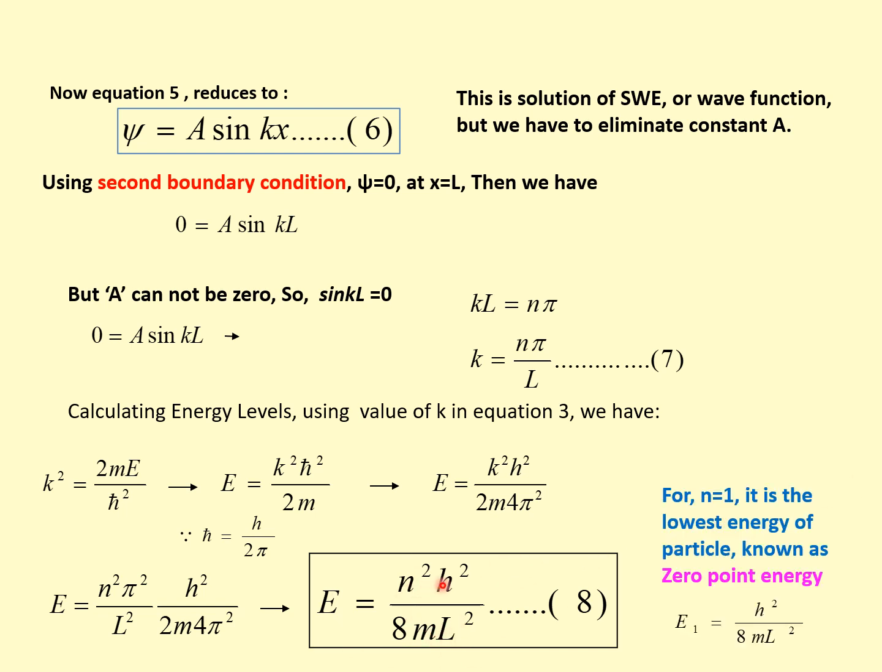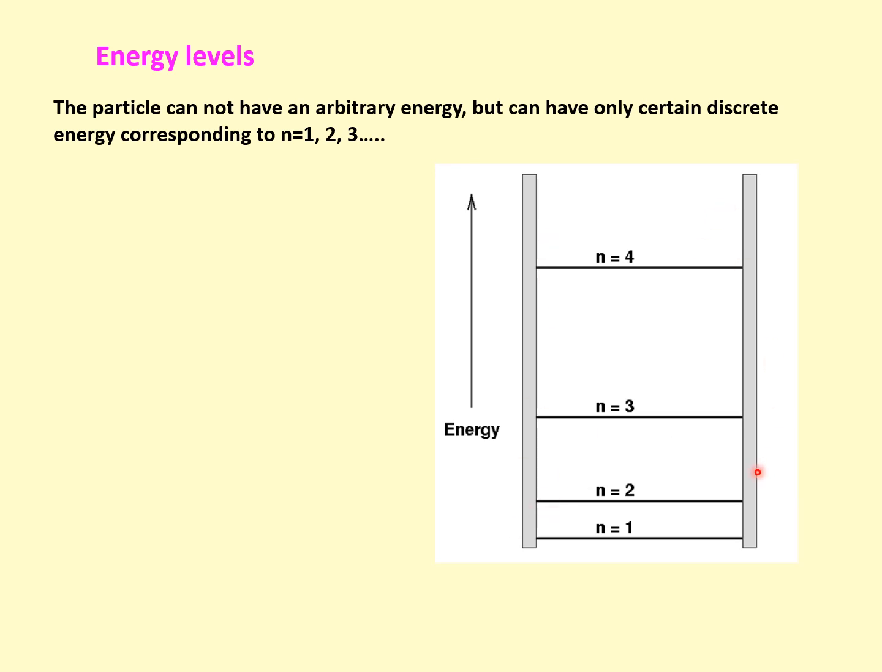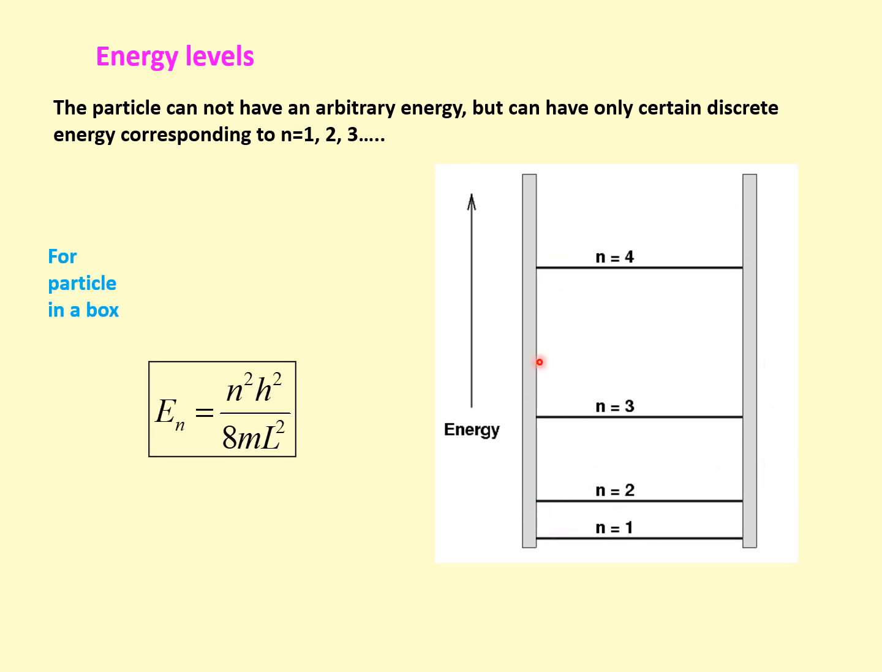So this is the energy for the particle inside the box, and for n equal to 1, it is the lowest energy of the particle, also known as the zero point energy. So E1 will be h square by 8 m L square. And if you see for the box, the energies of the particle in states n equal to 1, 2, 3, 4, these values are discrete energies, not continuous as in classical physics. So for E1, E2, E3, we can put the different values.